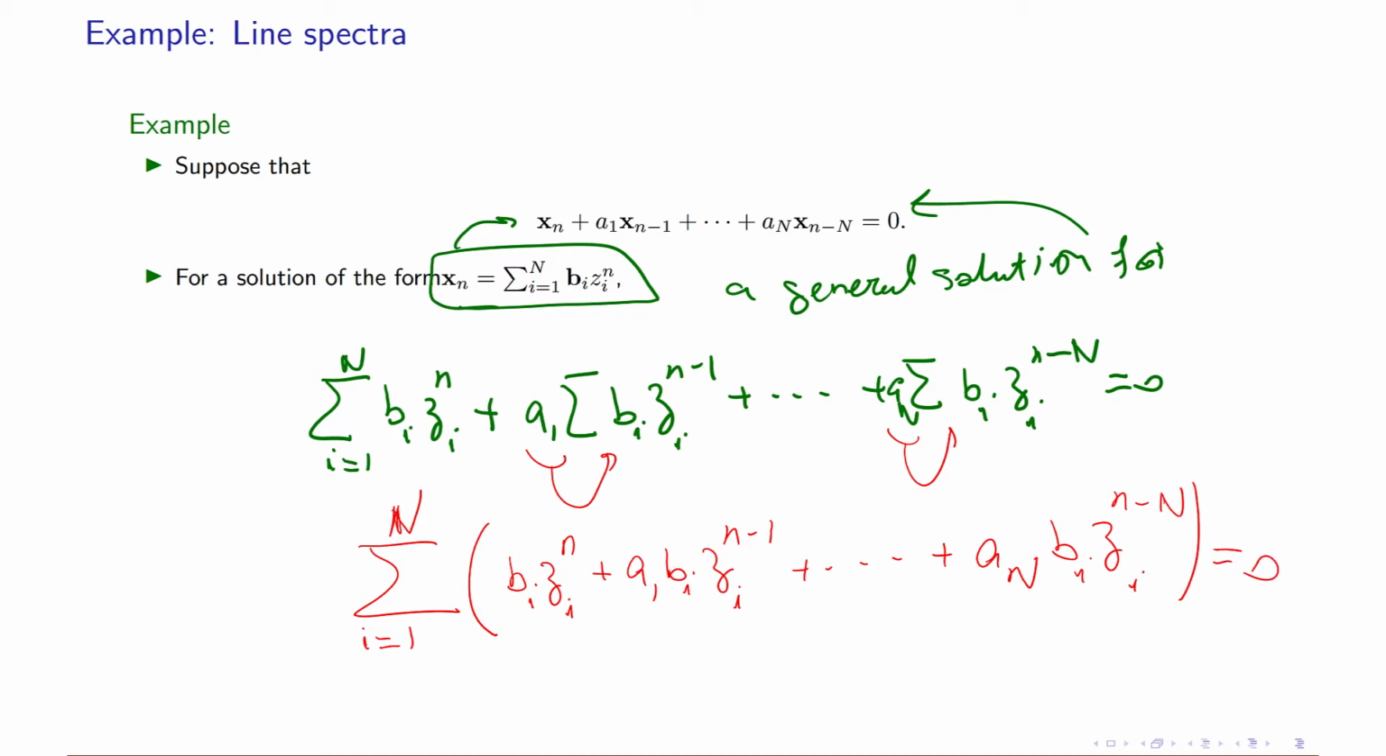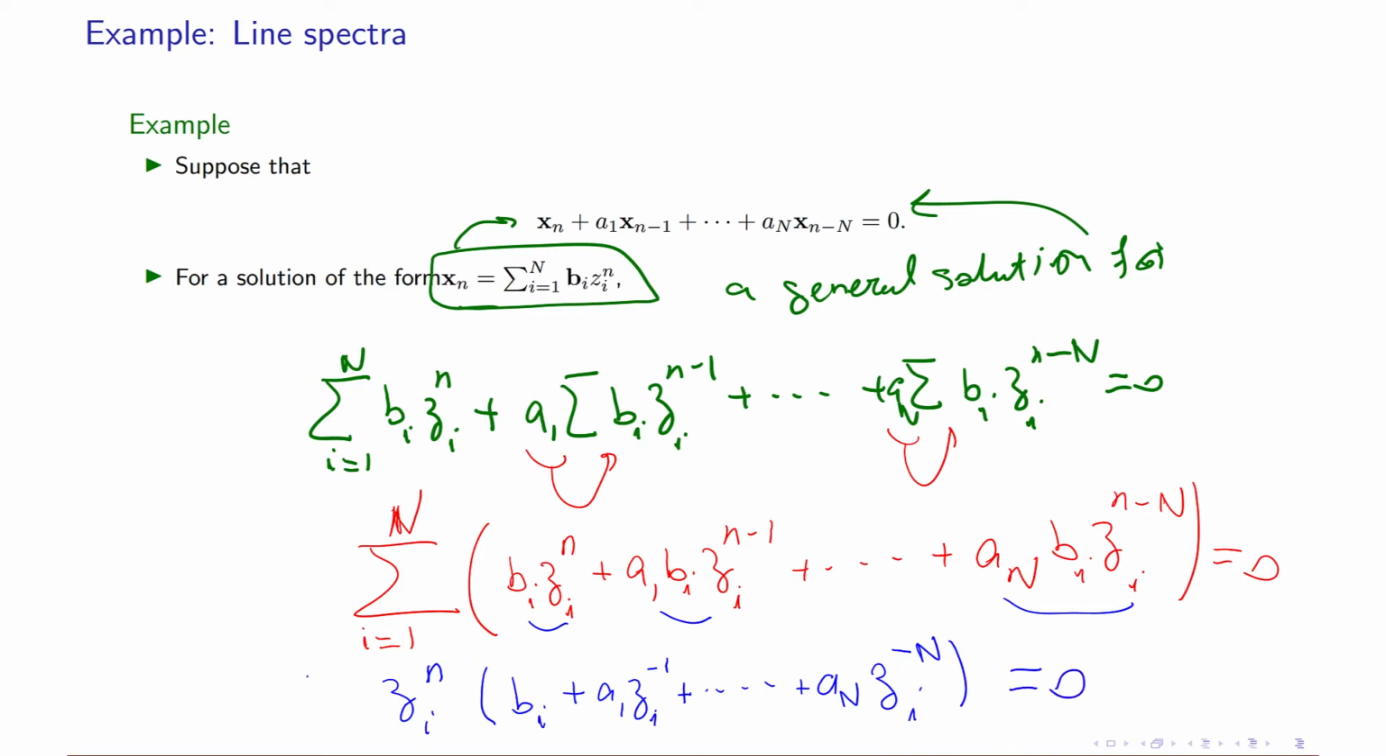Now, in all of these terms, I can take a factor of zi to the power of n and put it outside of the sigma. So I get zi to the power of n, and then I have bi times one plus a1 zi to the power of minus 1 plus an zi to the power of minus n, equal to 0, with the summation over i equal 1 to n.